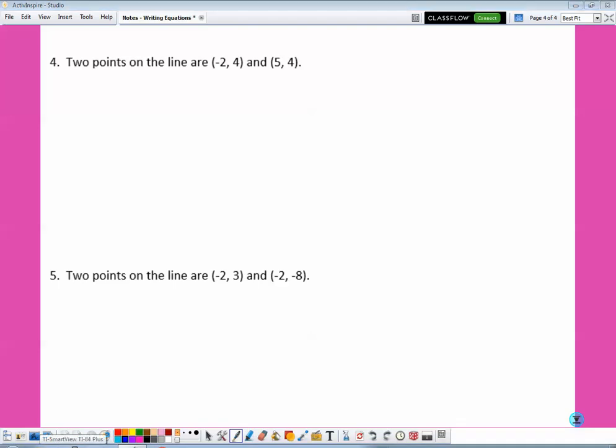So our last two. I'm going to find my slope, x1, y1, x2, y2. So 4 minus 4 over 5 minus negative 2. 4 minus 4 is 0. 5 minus negative 2 is 7. 0 divided by 7, we have a slope of 0.